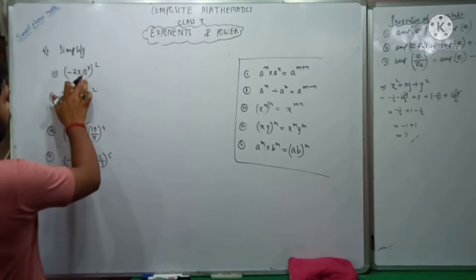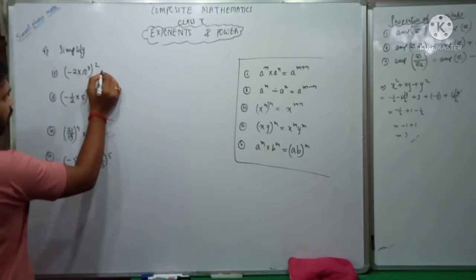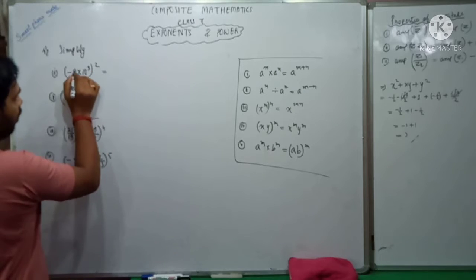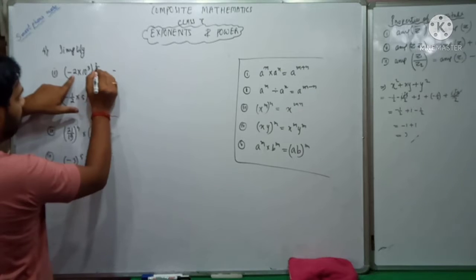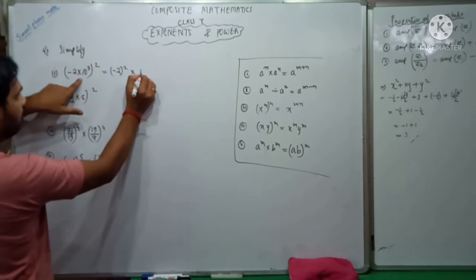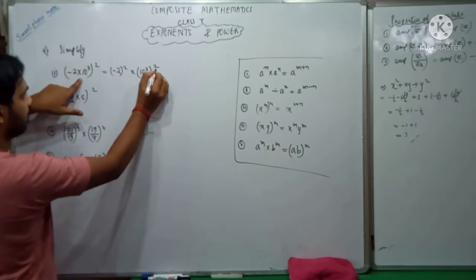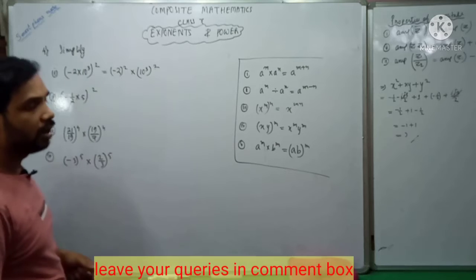So it is given minus 2 into 10 power 3 whole power 2. Now which law will we use here? So we will simplify. See, when we remove this bracket, then this power will first come to minus 2, then it will come to 10 power 3.